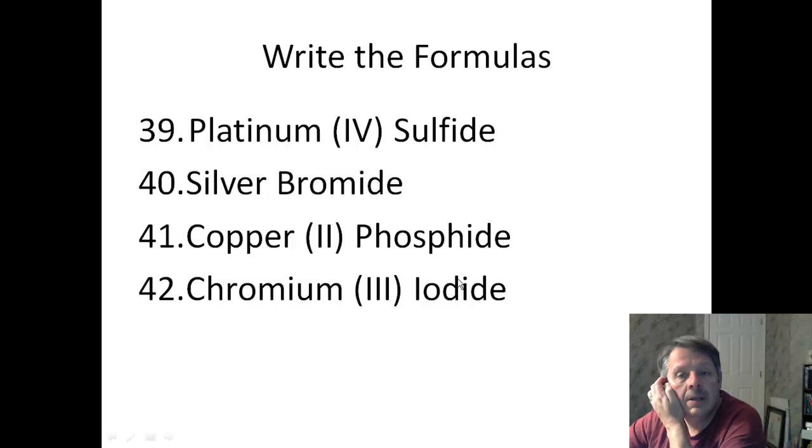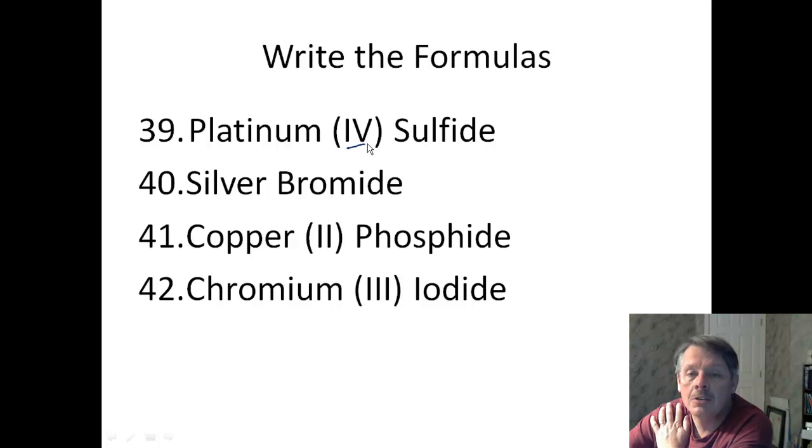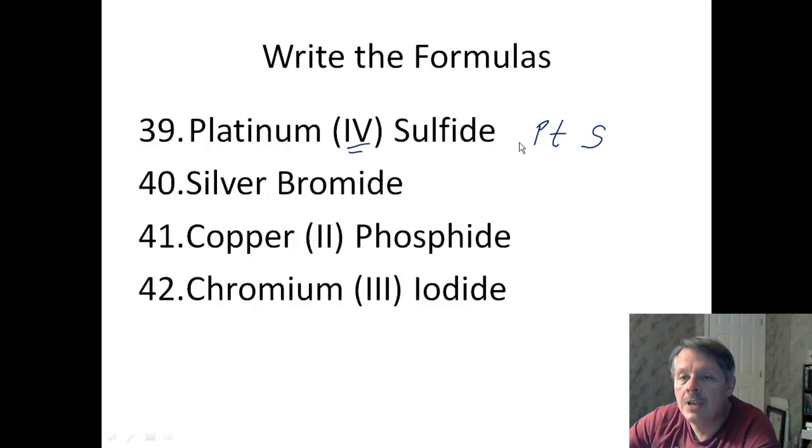Alright, let's do the last couple. Platinum 4 sulfide. The beauty is, again, platinum, it tells you that it's a 4, so all you have to do is look up platinum on the periodic table and figure out what it is, and I think it's Pt if I'm not mistaken. Platinum, yeah. So this is Pt, and sulfur is S, and this takes on a 2- charge and a 4+ charge, so remember that's a 2-to-1 ratio. I cross them, and I get PtS2.